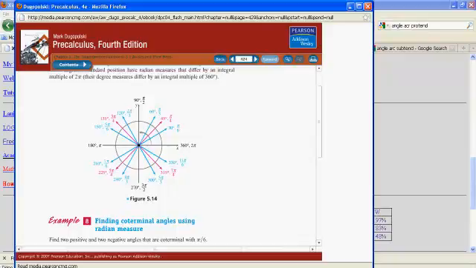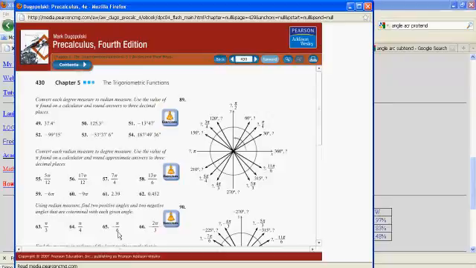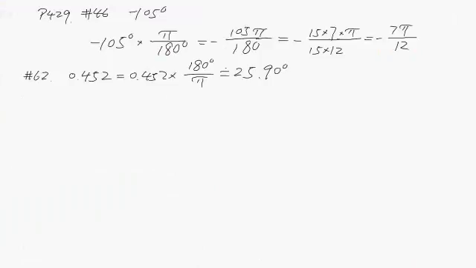Now let's look at problem 64. Using the radian measure, find 2 positive angles and 2 negative angles that are coterminal with each given angle. Okay, so now let's go to the whiteboard. And this is problem 64.